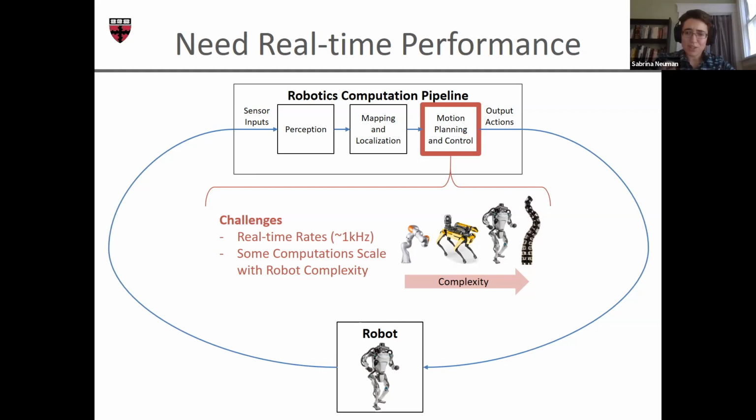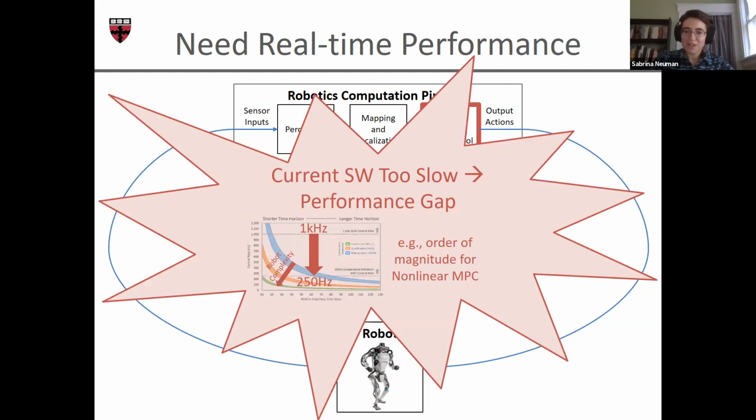And there are a lot of computations there that scale directly with robot complexity, especially when you have very complex jointed robots like manipulators, quadrupeds, humanoids, or even some approximation of snake-like soft robots. And so trying to do all of this fast is very difficult. Current software support is often too slow, leaving a performance gap. For example, for nonlinear model predictive control, this gap can be an order of magnitude. You might desire kilohertz rates, but only be able to perform at hundreds of hertz. And this gets worse with more complex robots.